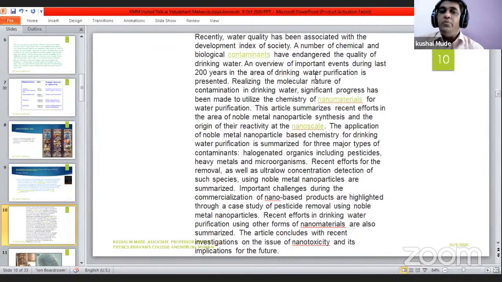Now, this is the overview of the 200 years area of our drinking water purification.